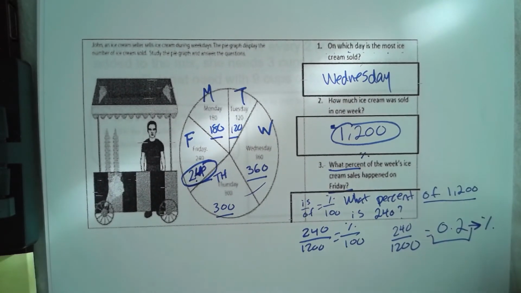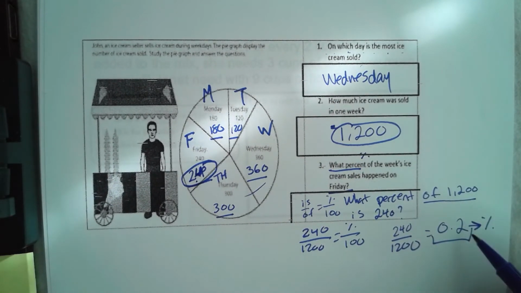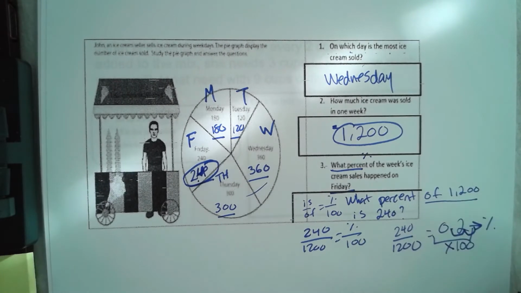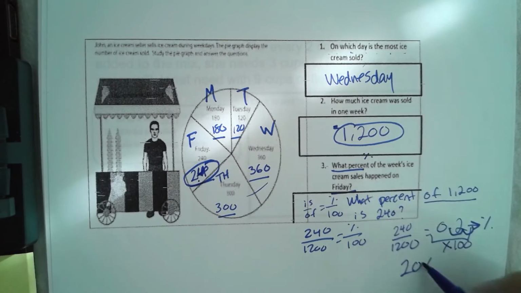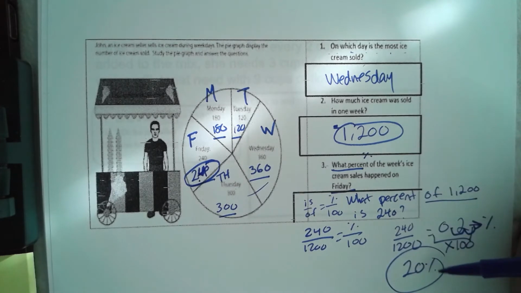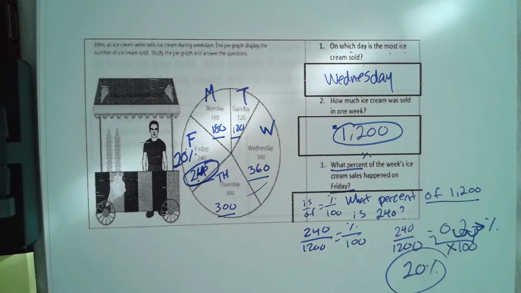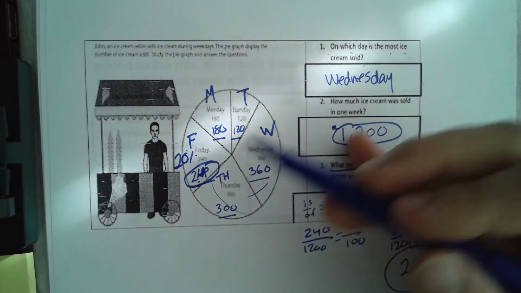My neighbors are noisy. To do this, remember, to change a decimal to a percent, you multiply by 100. Okay, or you can move it 2 spaces to the right. So the answer to this question is 20%. On Friday, they sold 20% of the ice creams for the whole week. Okay?